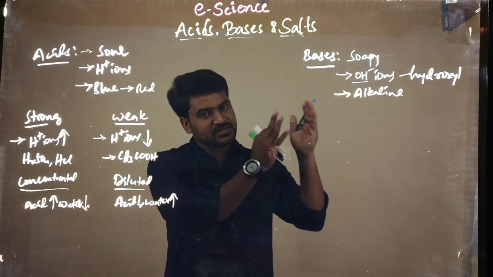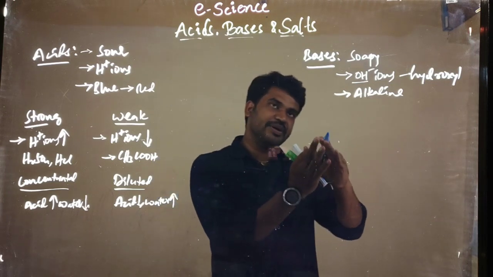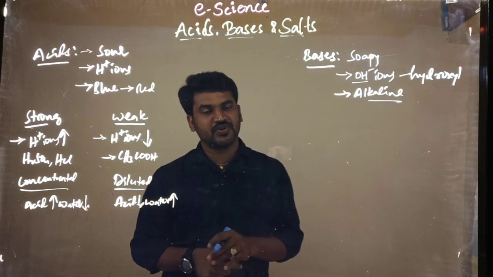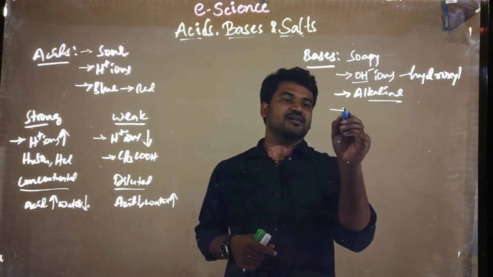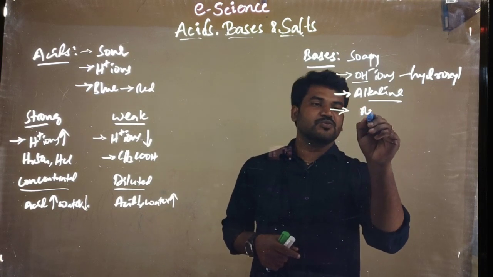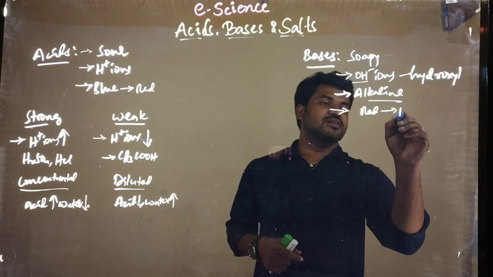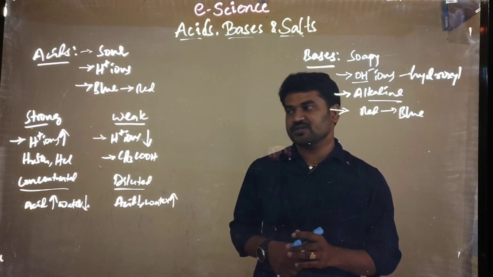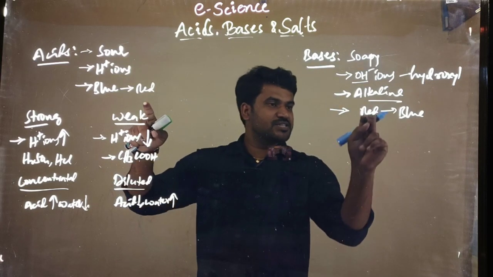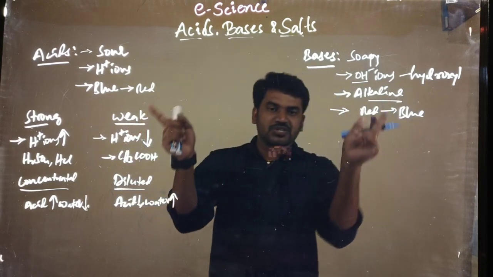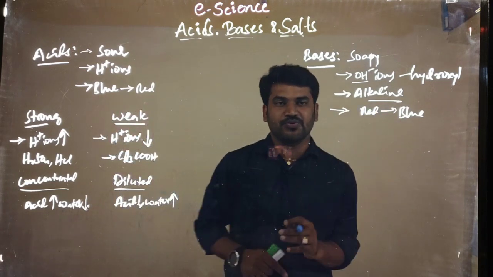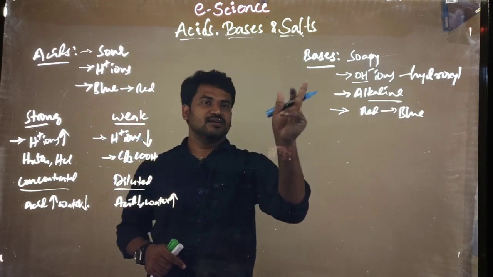Just now we discussed, right? That base dissolves in the water, that content we call alkaline. Here the bases change red litmus into blue. Acid changes blue litmus into red, and bases change red litmus into blue, opposite to each other, right? So here blue to red and here red to blue. Okay, that is acids and bases.